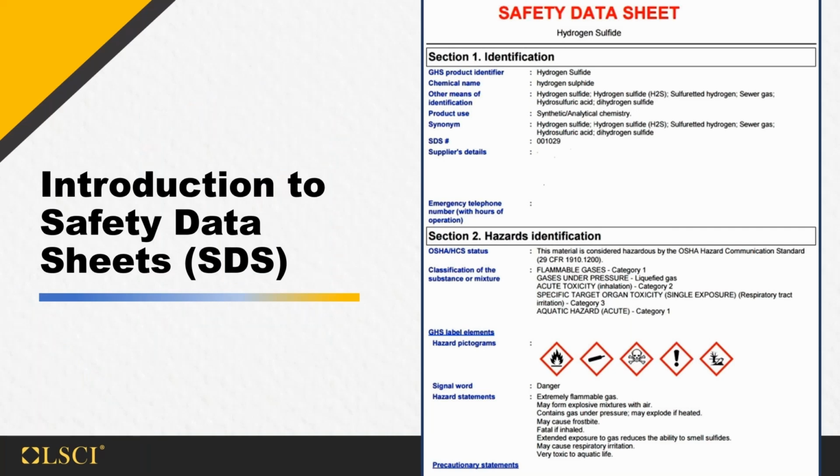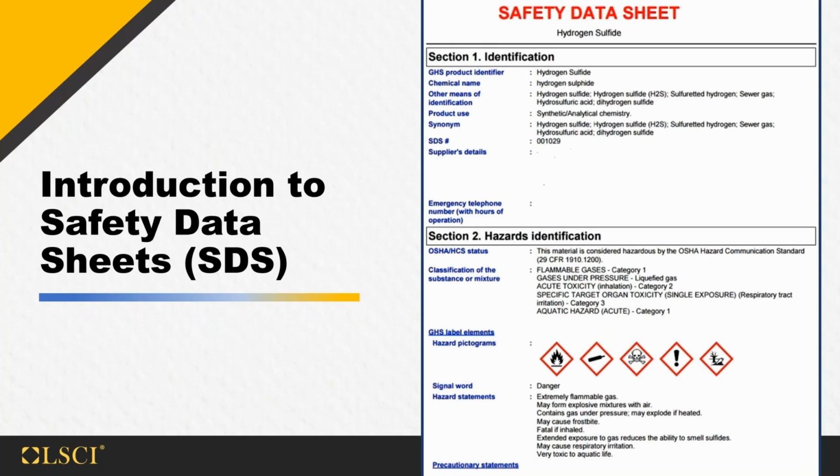First up, let's talk about what exactly an SDS is and why it matters. Like we said, SDS stands for safety data sheet, and this is like an instruction manual for chemicals. It tells you everything you need to know about a chemical product: what it is, what dangers it might have, and how to use it safely. So think of it as a cheat sheet for chemical safety.